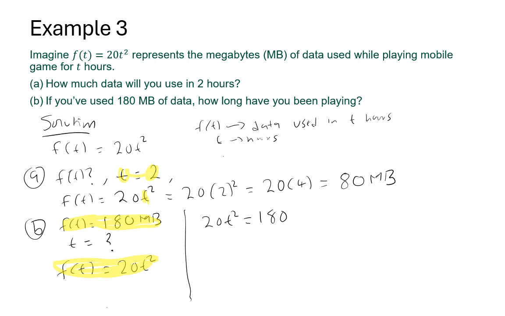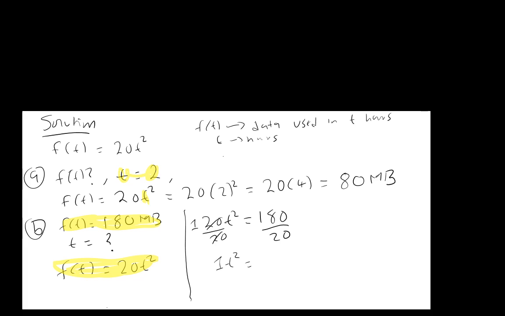Now we want to find t. So to find t, we divide both sides by 20. If we divide both sides by 20, 20 goes into 20 once. So we have 1t squared equal to 180 divided by 20, which is 9. So t squared equals 9. If we want to find t, we take the square root of both sides. So this will be the square root of 9. The reason why we will not put plus or minus is because our t is time. Time is always positive, so we just take the square root of 9. Then our t will just be 3 hours.